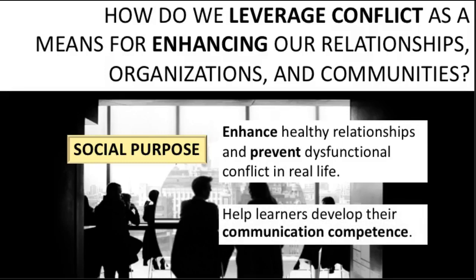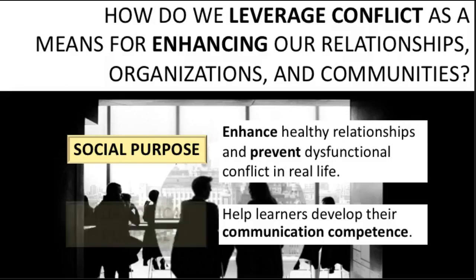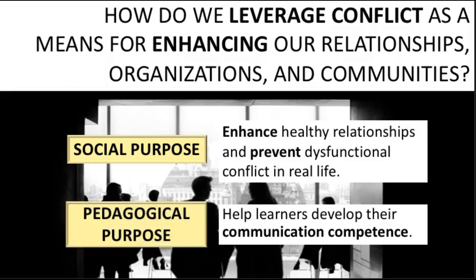To do this, for the next 12 weeks, we are all going to work on developing our communication competence. Developing communication competence is the main pedagogical purpose of this course. That is the underlying point behind all of the activities that we are going to do. You could also say that this is the course's central learning outcome. So, to summarize, this course is meant to help students develop communication competence. The assumption is that by developing communication competence, we can improve our capacity to enhance healthy relationships and prevent dysfunctional conflict in everyday life.